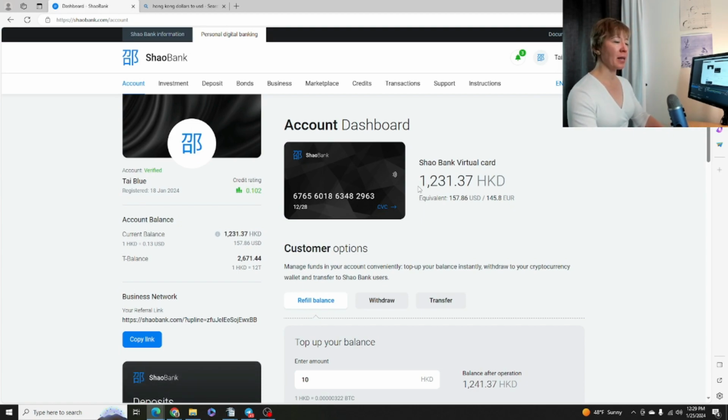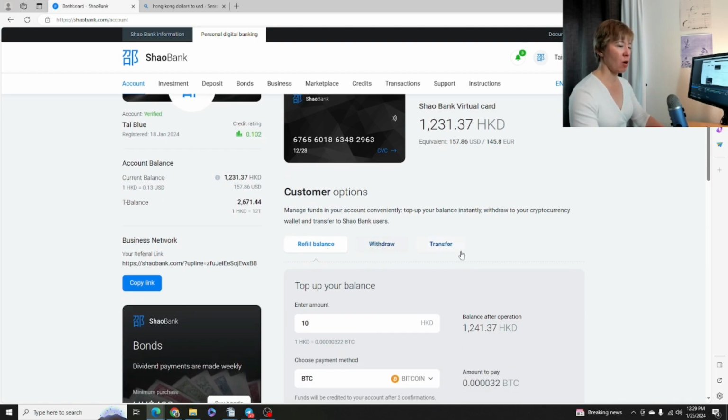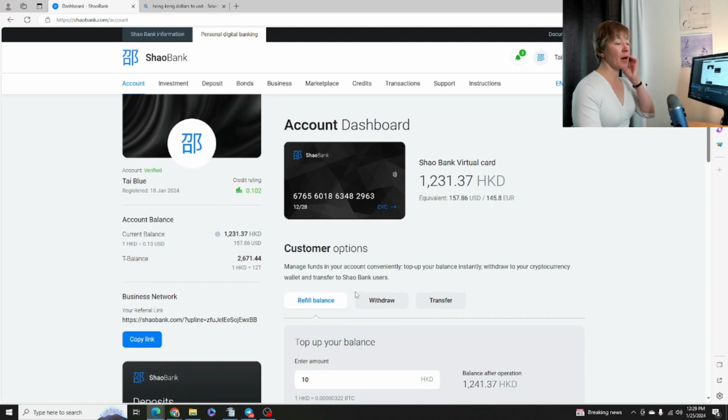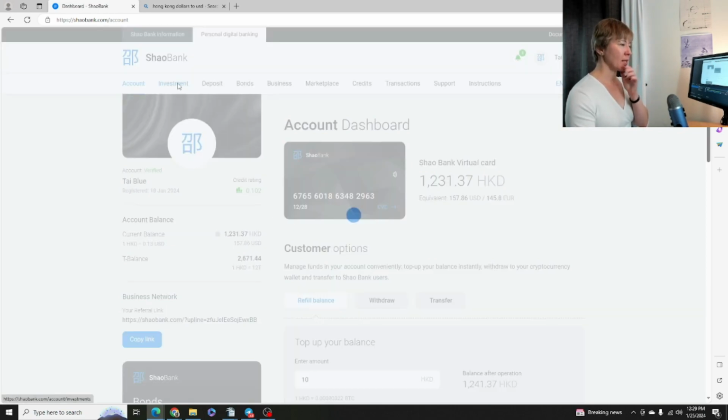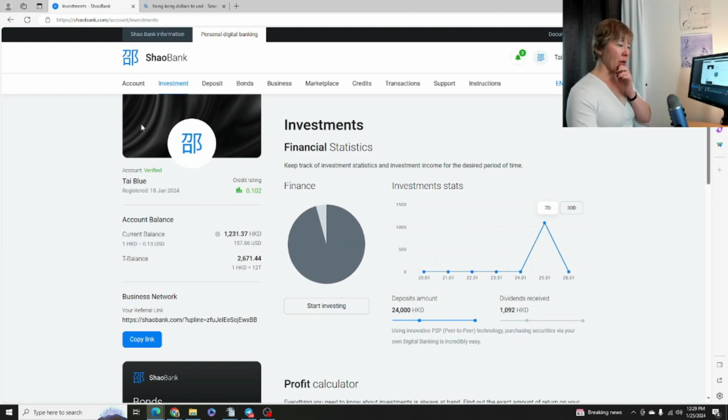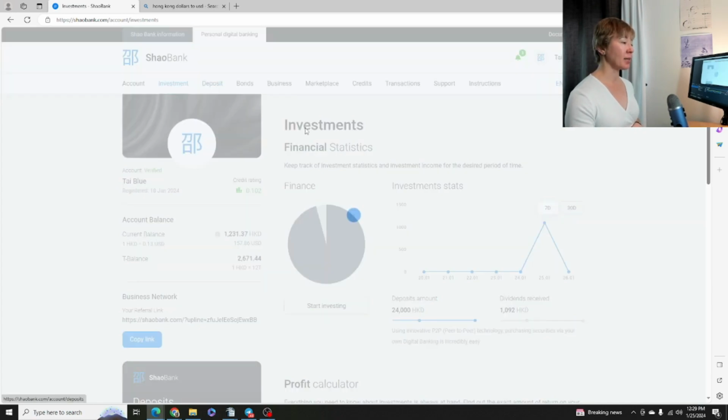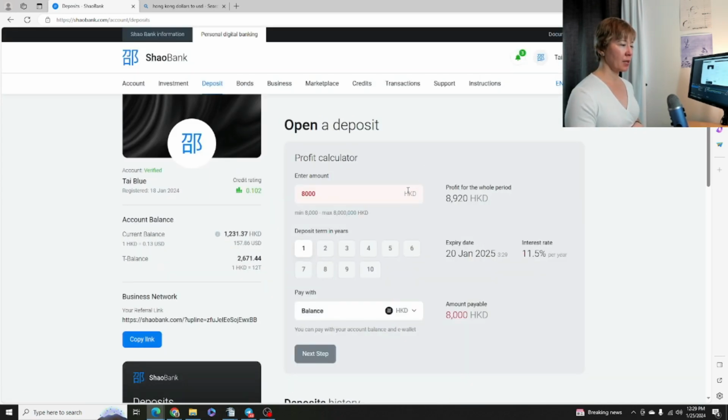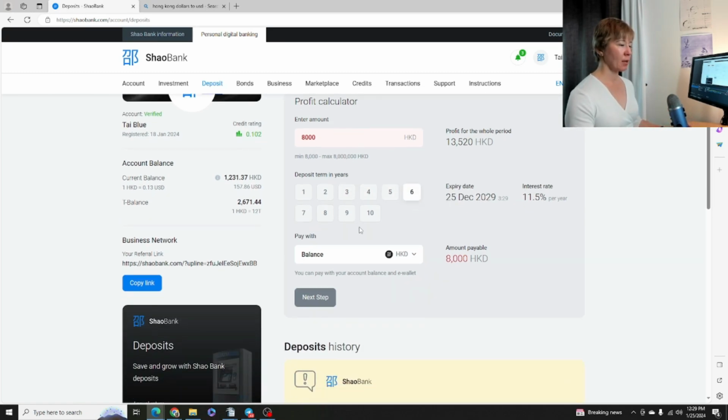We have a balance in our virtual card right here. We can refill, withdraw, transfer. We have all the menu up here as well. We also have those T-Bucks. Now, let's go through this once again. We have investment here, which shows us the investments made. We have deposit here. This is going to be the profit calculator. And then you can click here. These reflect the years, how much you would make per year, depending on what bond series you went with.